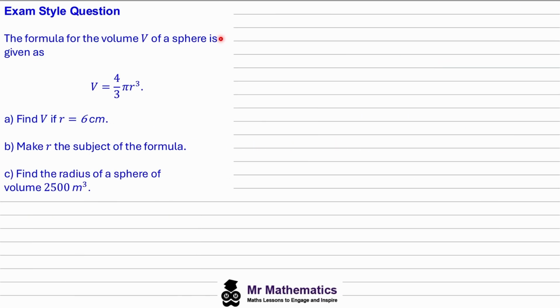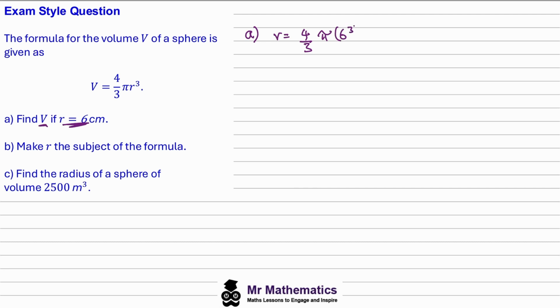So do you want to read through this question yourself? Try and work out parts A, B, and C. You can pause the video, and when you come back, you can compare your working with mine. Okay, so welcome back if you had a go. So we need to find the volume when the radius is 6. So we'll substitute the 6 into this radius. So the volume will be 4/3 times pi times 6 cubed.